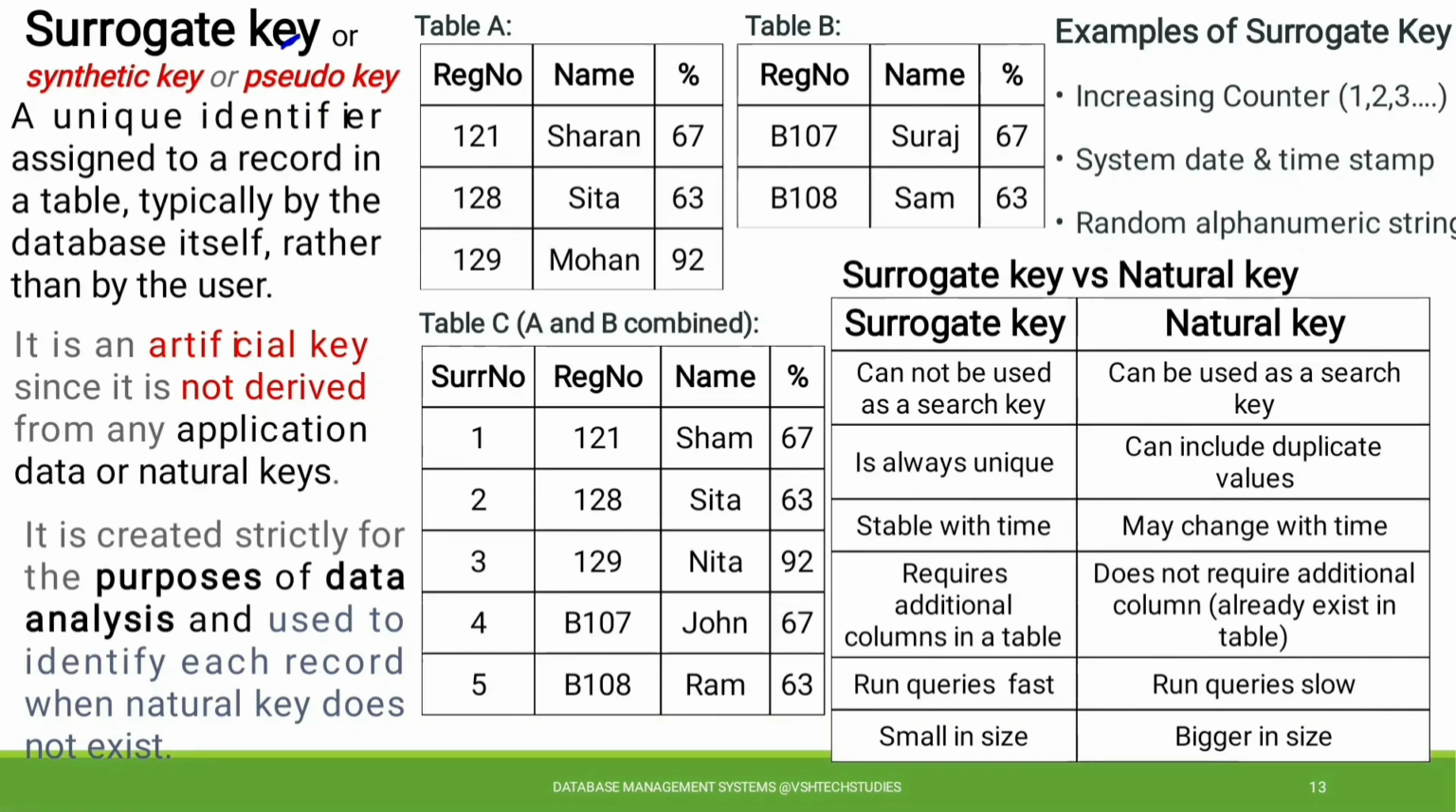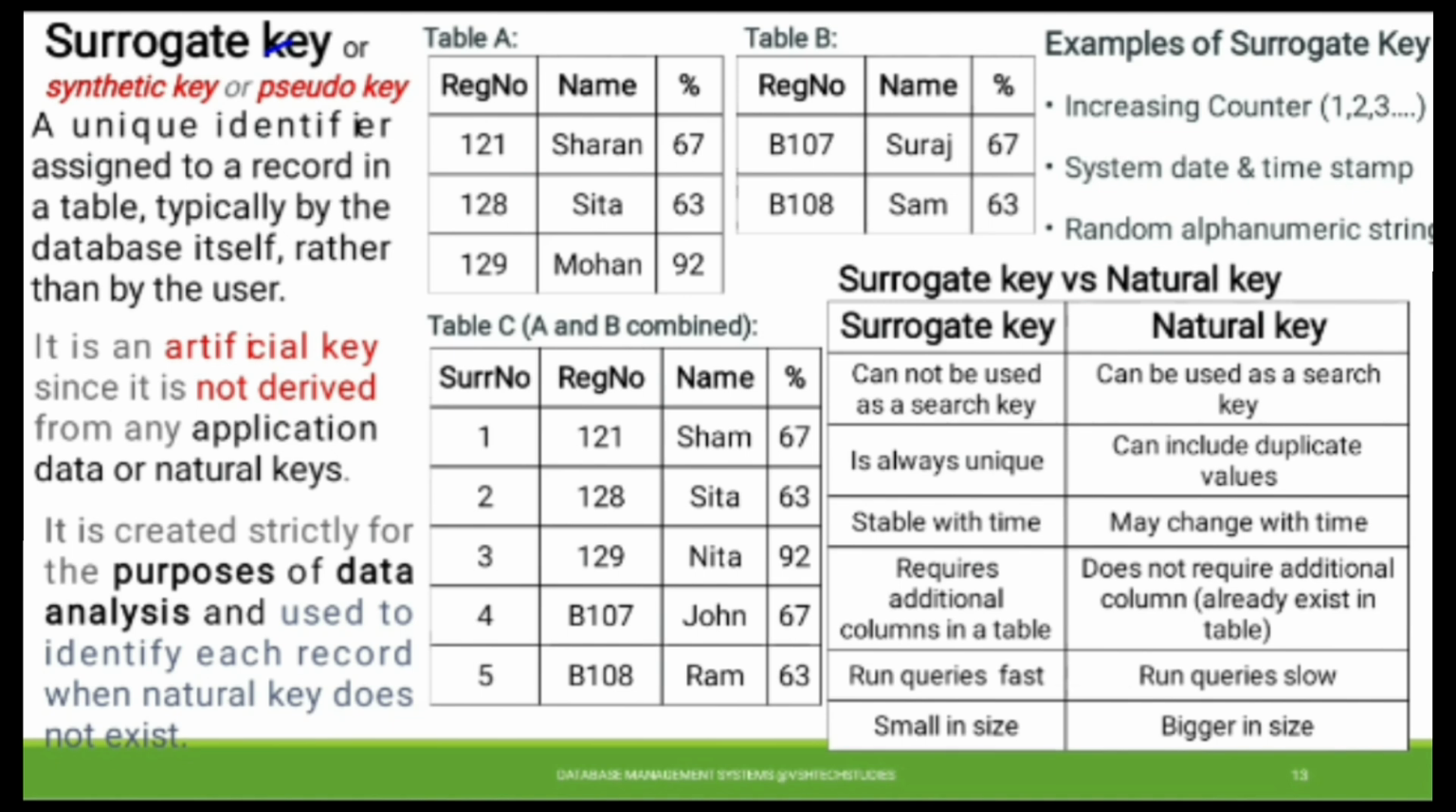Next, we shall know what a surrogate key is. It is also called a synthetic key or pseudo key. It is a unique identifier assigned to a record in a table, which is typically given by the database itself rather than by the user. It is an artificial key which is not derived from the application data or natural keys. It is strictly created for the purposes of data analysis, and it is used to identify each record when a natural key doesn't exist. For example, consider table A and table B.